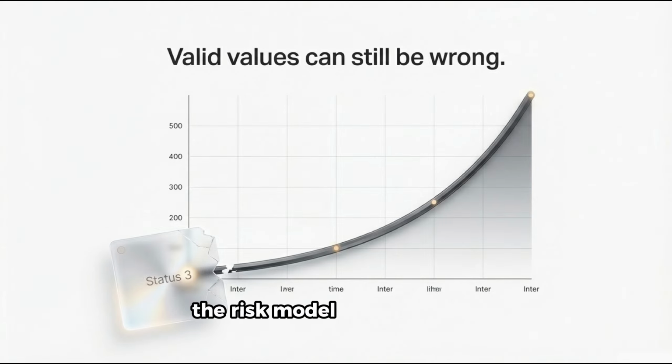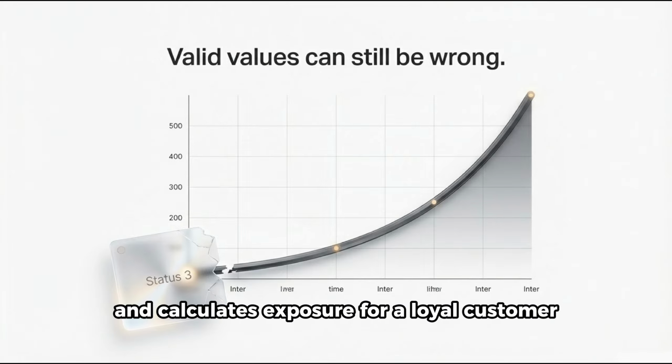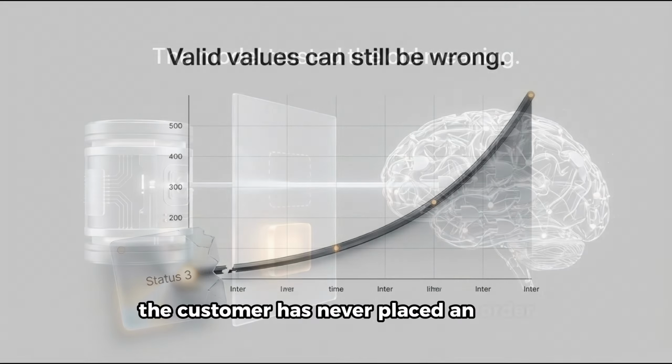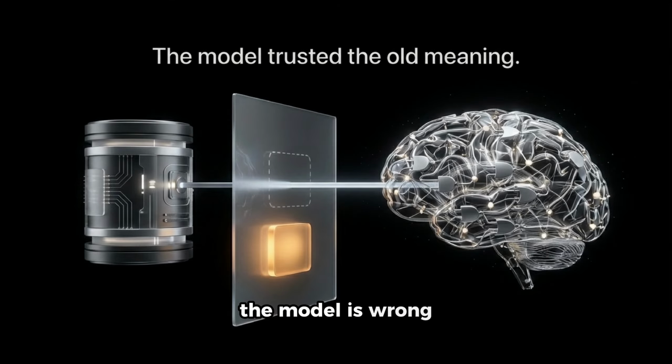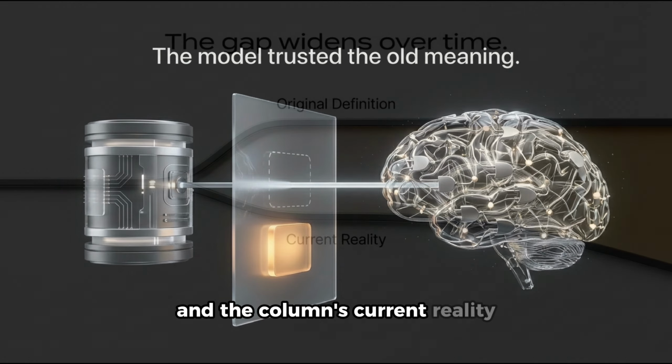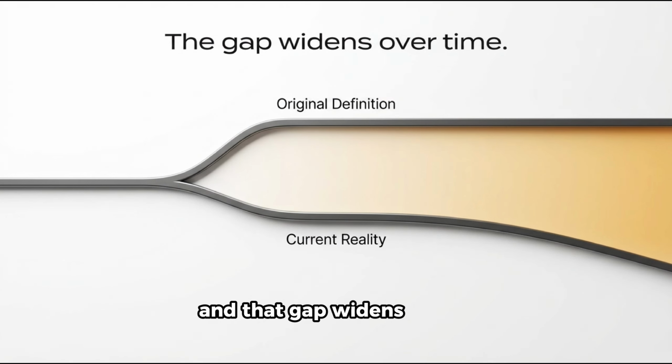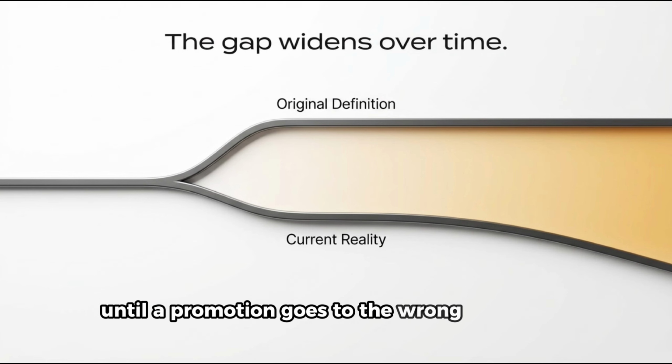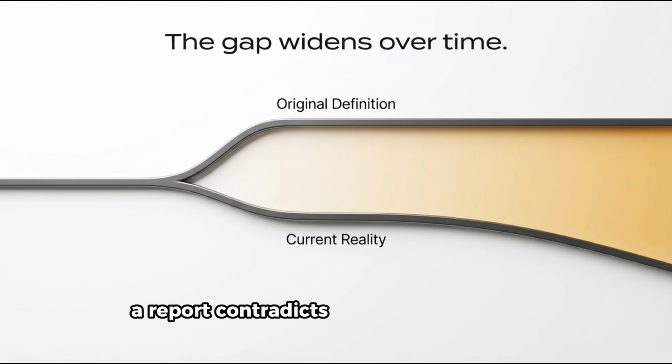The risk model reads status 3 and calculates exposure for a loyal customer. The customer has never placed an order. The model is wrong. The database is right. The wrongness lives in the gap between the model's assumption and the column's current reality, and that gap widens slowly, invisibly, over years until a promotion goes to the wrong customers, a report contradicts itself across quarters, or an executive asks a question that 2 analysts answer differently using the same database.